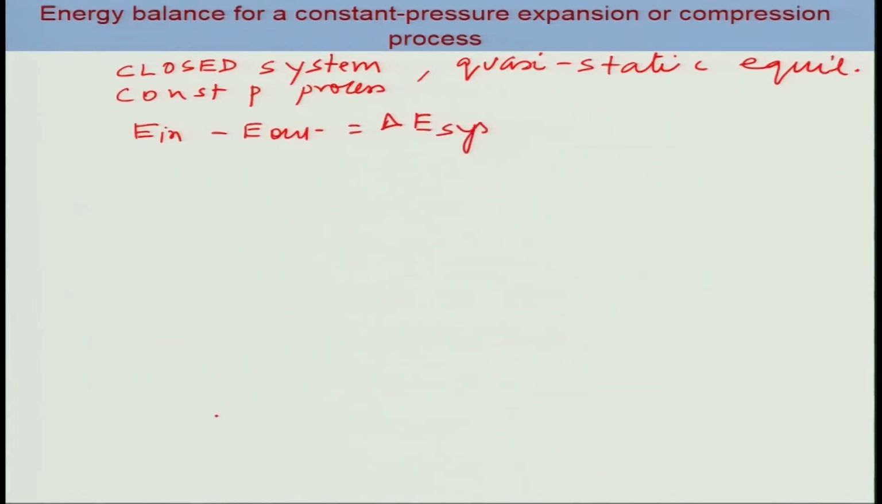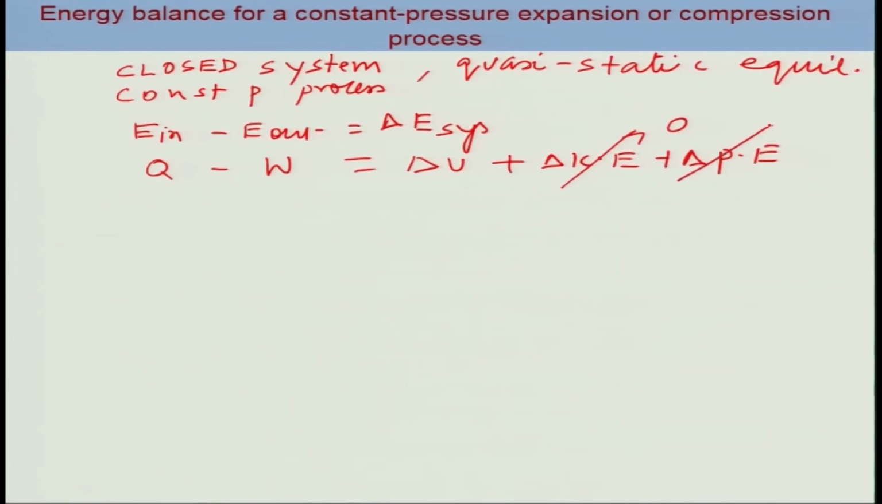system. Or in other words, if the only energy transfer is in the form of heat and work, then the changes are given in the form of Q and W, and this we can write as delta U plus delta KE plus delta PE. Considering no change in kinetic energy and potential energy of the system, these two terms are going to be 0.